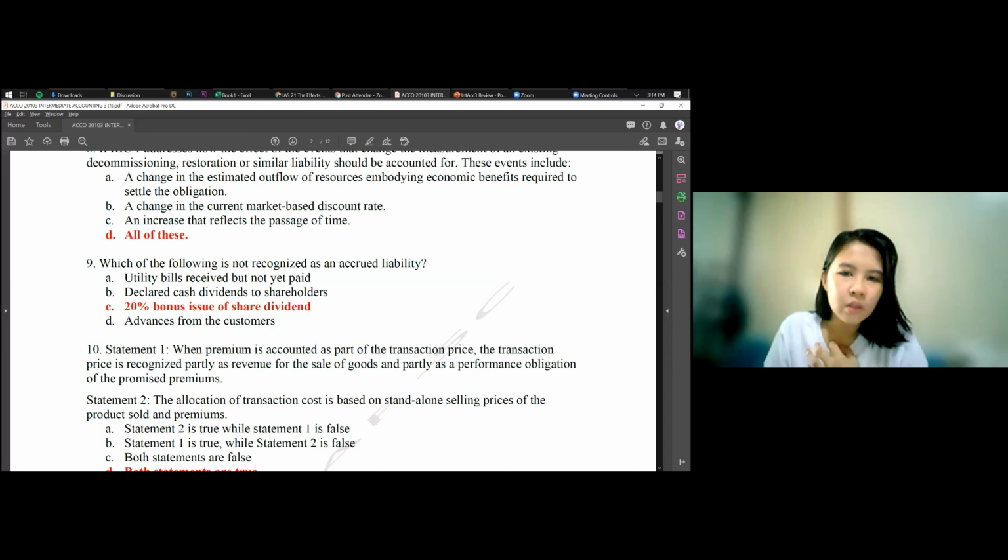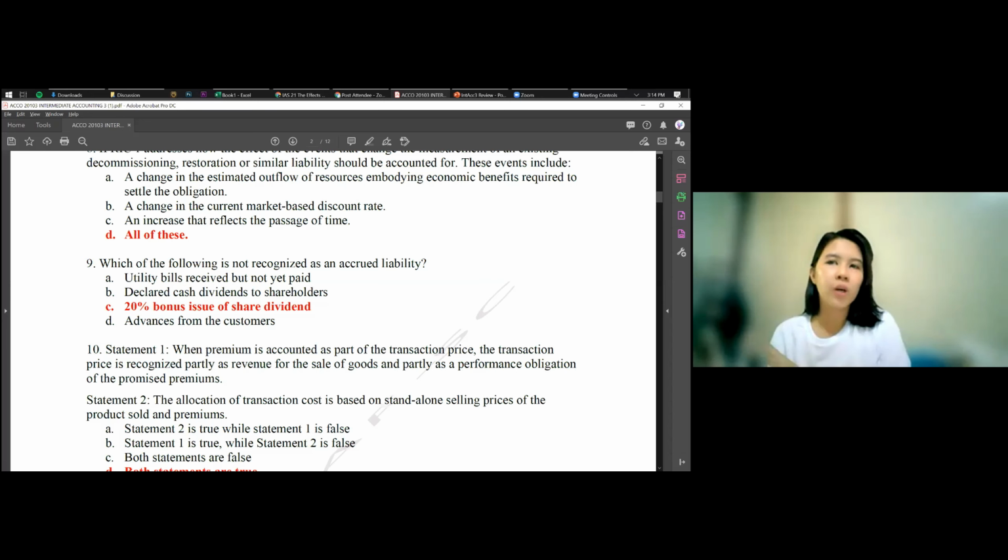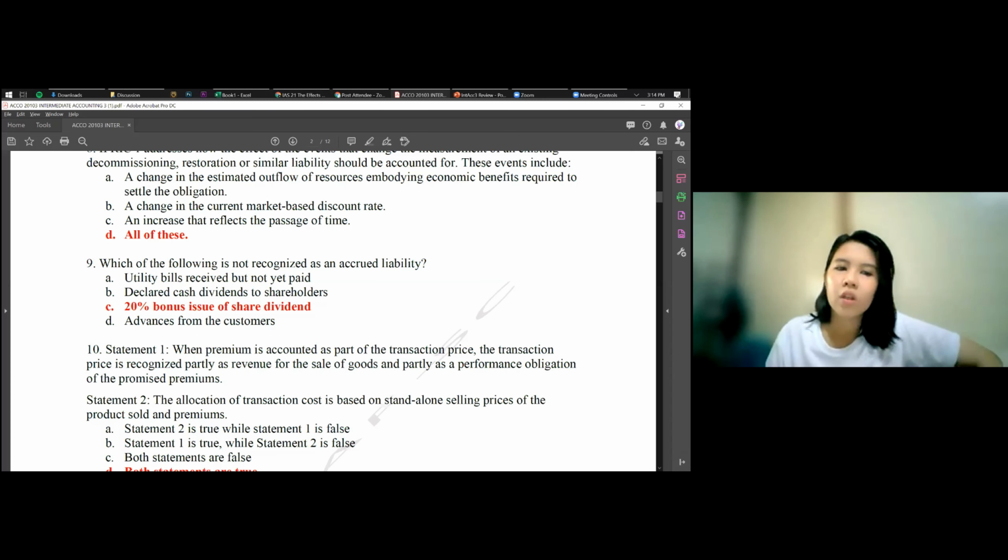So definitely we need to allocate between the revenue for the sale of the goods and partly the performance obligation, which is the premium part, right? So yes, it's definitely true. The allocation of transaction cost is based on standalone selling prices of the product sold and premiums.